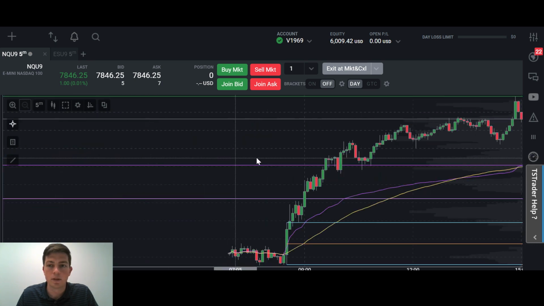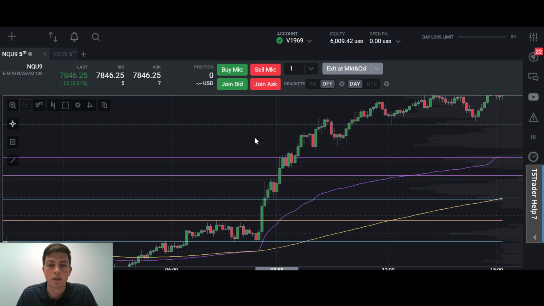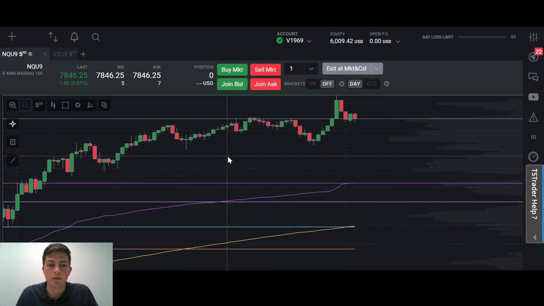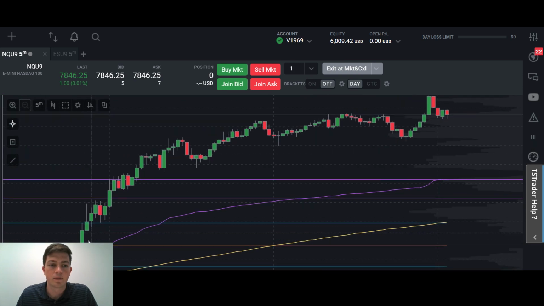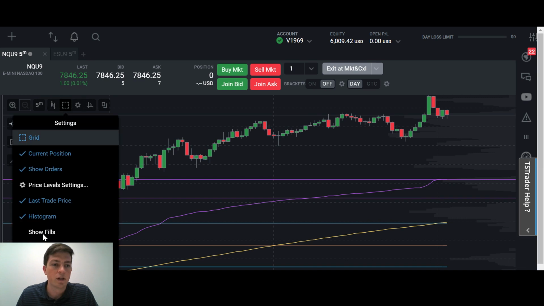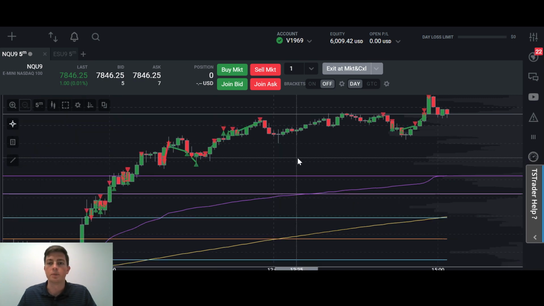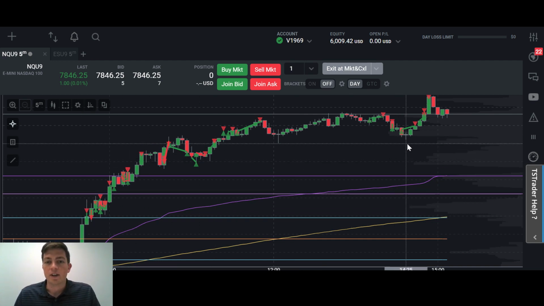Let's do this, scroll out a little bit. So this shows basically our full day of trading. This is opening range. Let me just show fills. Okay. So we got a lot of fills here. As you can see, a lot of trading that took place.